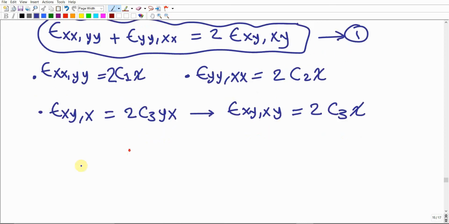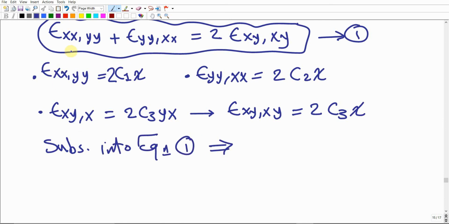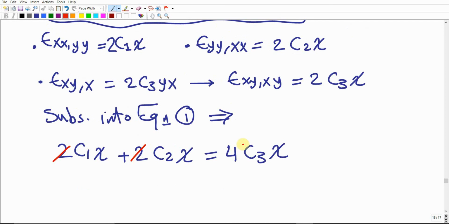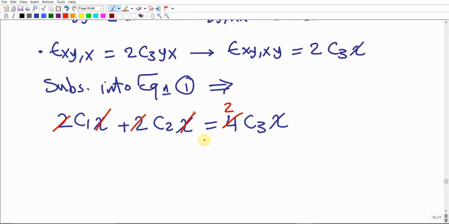If we arrange these three terms into this equation, this is the compatibility equation. Just substitute into equation 1. We're going to end up with this relation. Epsilon xx comma yy gives us 2c1x plus epsilon yy comma xx gives us 2c2x. The double of epsilon xy gives us the equals. On the right side is going to give us 2 times this term, right? So it's going to be 2 times 2 gives us 4c3x. Make sense? Simply we can cancel the 2 with the 2 with the 4 to give us just 2 here, right? And then the x can be cancelled with the x.